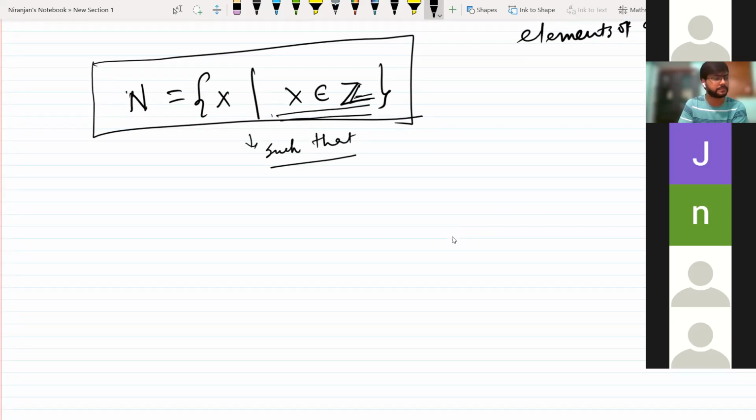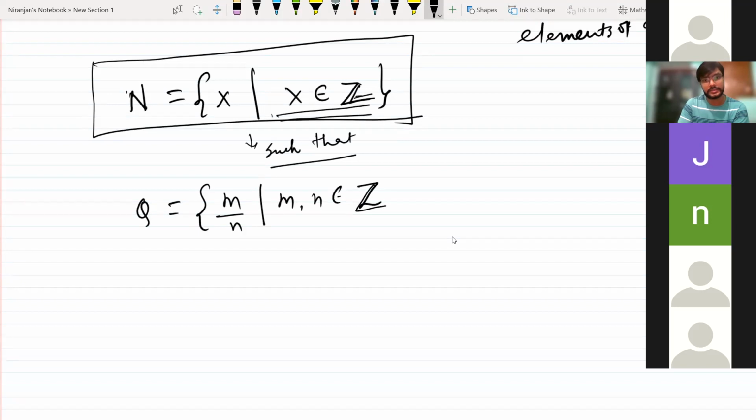You can think of something else. For example, let's say you want to specify rational numbers. What are rational numbers? Rational numbers are of the form m by n such that m, n both belong to integers, and n cannot be 0. So I specified a set. This is the set of rational numbers.